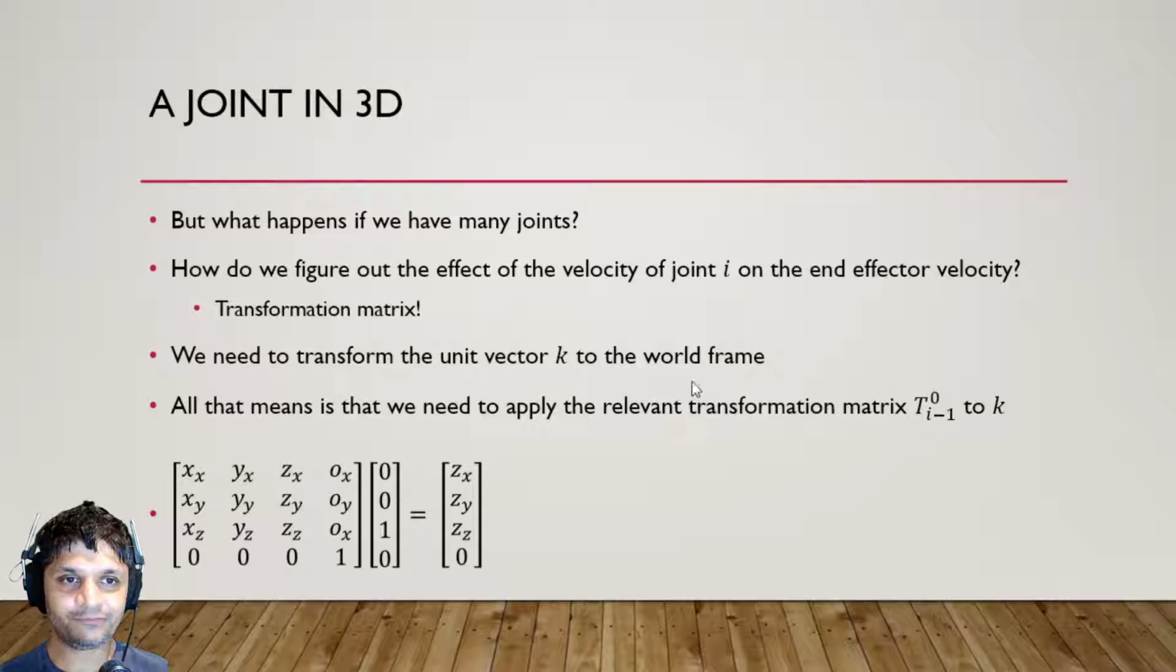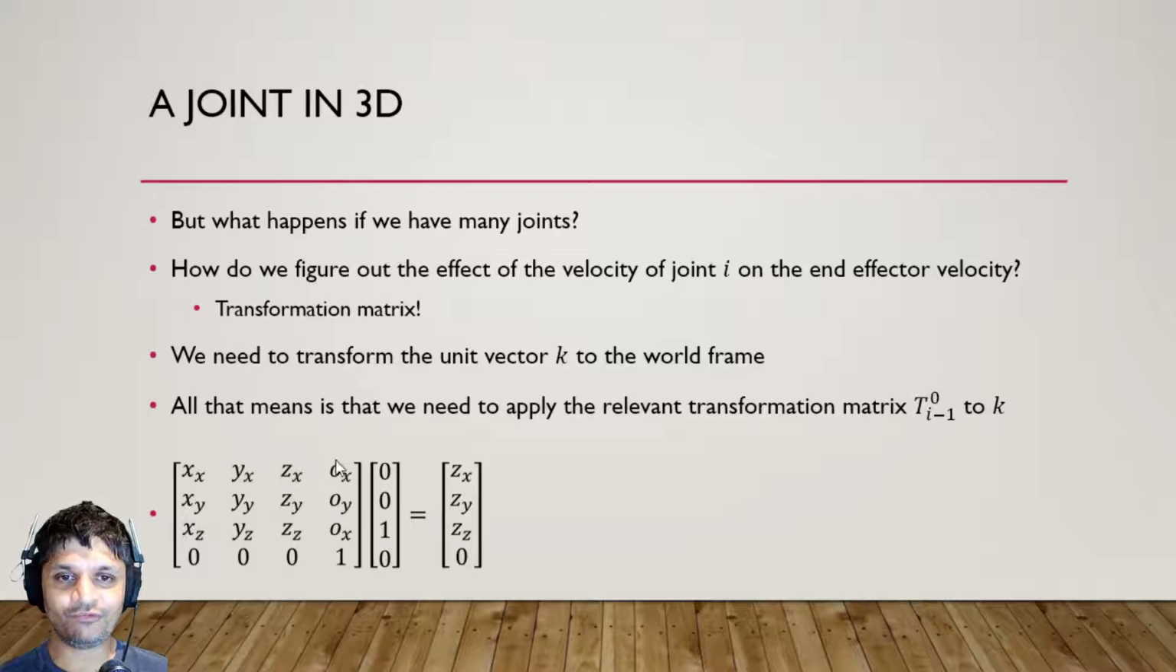Okay. So if we do that transformation, we basically have to take the transformation matrix T_{i-1}^0 and apply it to k. So the first question is, why i minus 1? Well, that's just because the axes are numbered from 0, but the joints are numbered from 1, right? So joint 1 is on axis 0, and joint 2 is on axis 1, and joint 3 is on axis 2, and such. So if we're talking about joint 1, it's on axis 0. If we're talking about joint 2, it's on axis 1. So for joint 2, we'd be using the transformation matrix T_1^0, right? Because joint 2 is on axis 1.